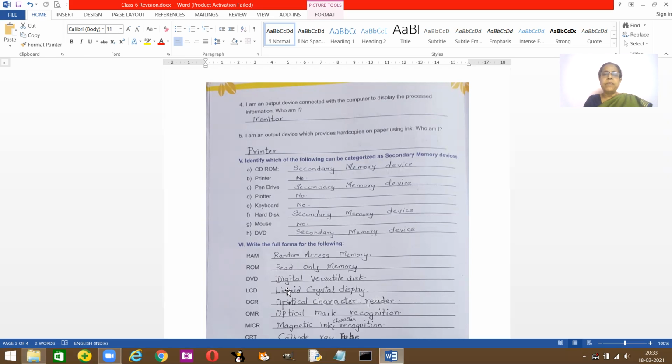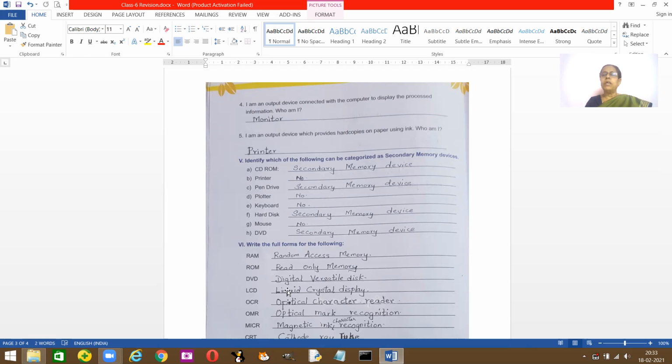Now, please identify which of the following comes under the secondary memory device. Secondary memory devices are the storage devices. So CD-ROM is a secondary memory device. Printer is a device that stores? No. Printer prints. Pen drive? Yes, you can store in a pen drive, so it's a secondary memory device. Plotter is a type of a printer. So the answer is no.